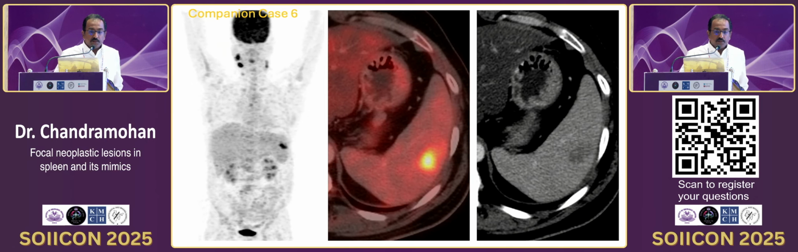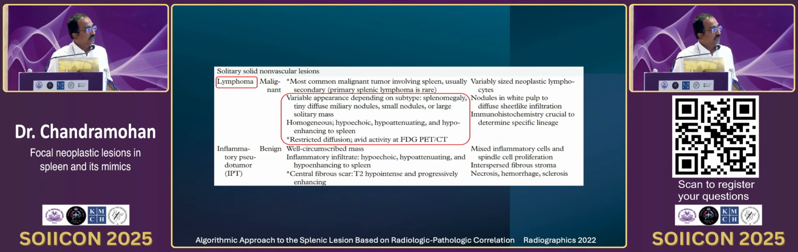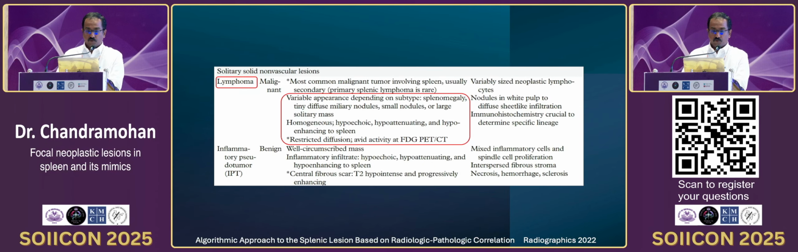Now this is a companion case of a patient with Hodgkin's lymphoma, where a cervical lymph node biopsy showed Hodgkin's lymphoma, and we have a hypodense splenic lesion that does not enhance with contrast. Lymphoma lesions don't enhance with contrast; they will be hypodense in the plain study, with no contrast enhancement, and they will be FDG avid. So this is a lymphoma patient. Lymphoma will have a variable appearance. It can present as a solitary mass, as splenomegaly, as multiple nodular masses, and multiple miliary nodules can also appear in lymphoma.